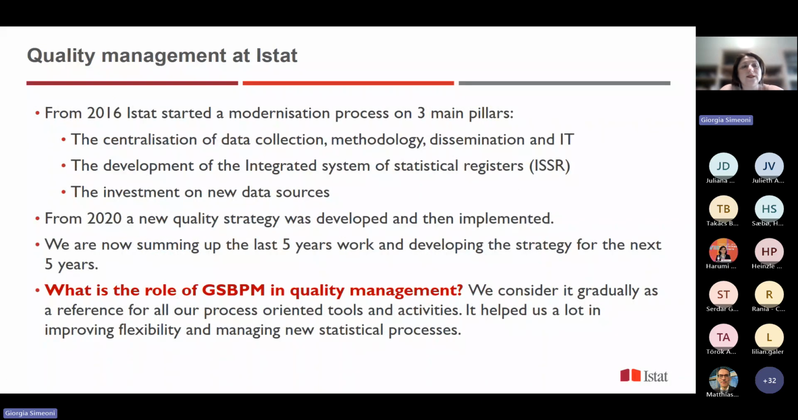Then from 2016, ISTAT started a modernization process on three main pillars: decentralization of data collection, methodology, dissemination, and IT; the development of the integrated system of statistical registers that is now really the core of statistical production, and it is given by the combination and integration of administrative data sources and results from surveys. And then there was also the investment in new data sources.